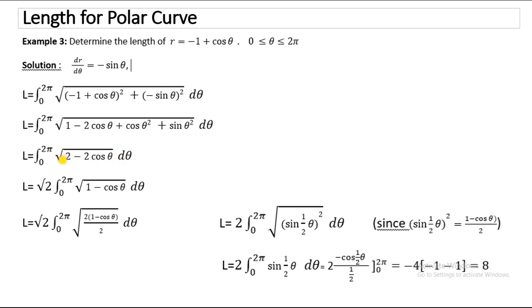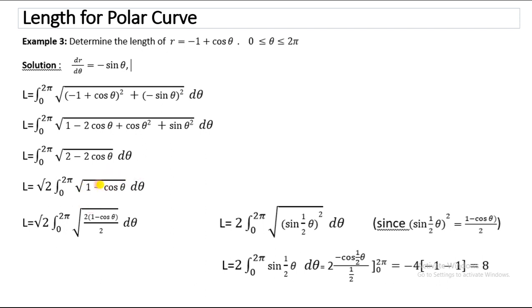Open outside, 2 square root of 2 outside. I will have square root of 2 integration from 0 to 2 pi square root of 1 minus cosine theta d theta. I can't integrate this because the derivative does not exist.